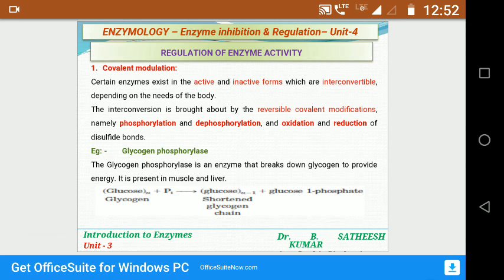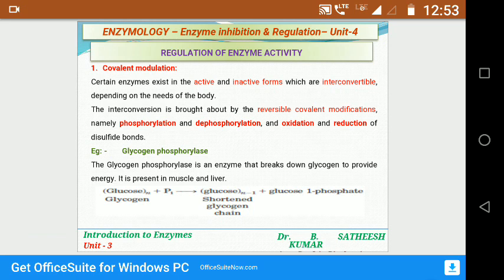Therefore these enzymes are regulated as per the needs of the cell. That is why enzymes will be regulated, and there are three different mechanisms by which these enzymes are regulated, and those three mechanisms are covalent modification, zymogen activation, and the existence of isoenzymes. Here, the first one is covalent modification.